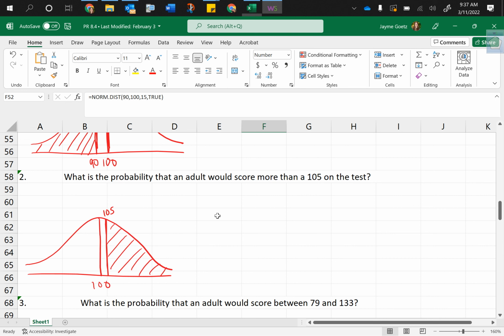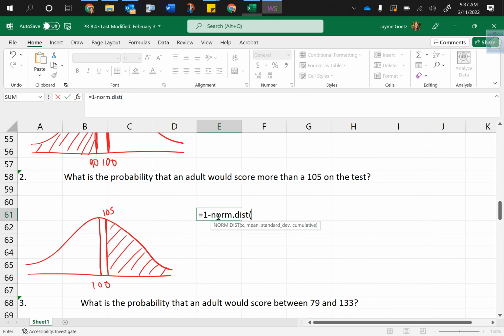Now here's where things are a little bit tricky. The norm.dist function gives me the area to the left. So what am I going to have to type in to get the area to the right? Very good. 1 minus norm.dist. And then we just put in our information.